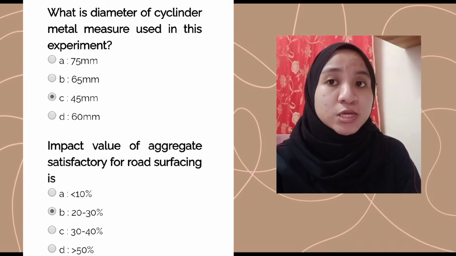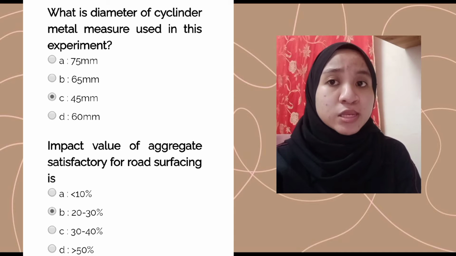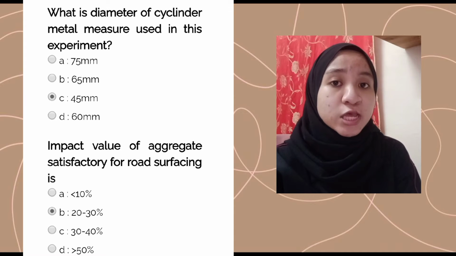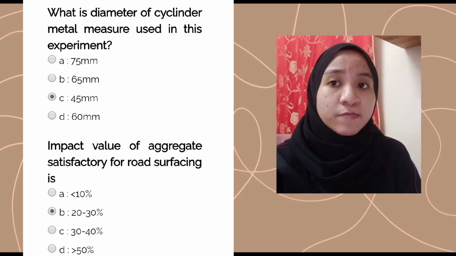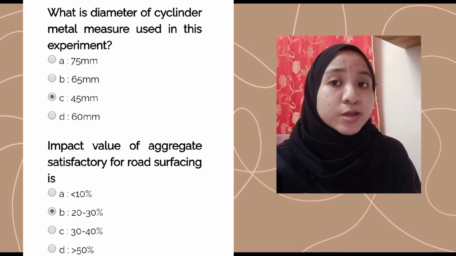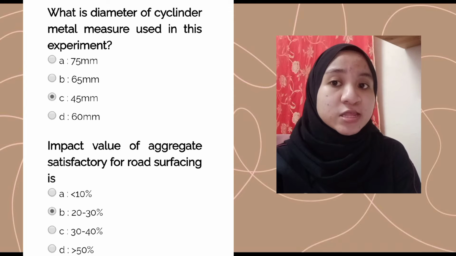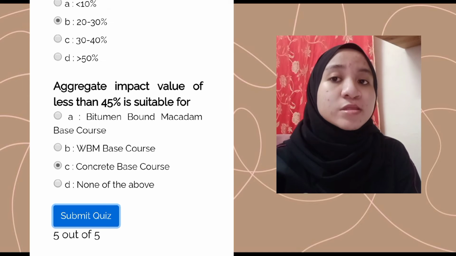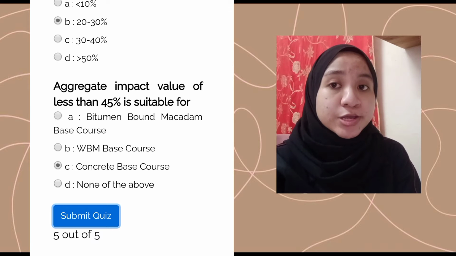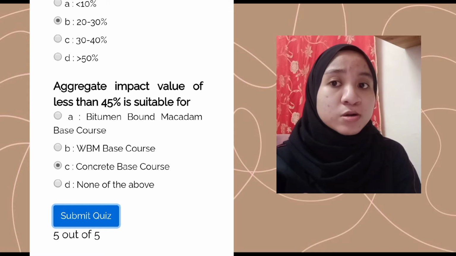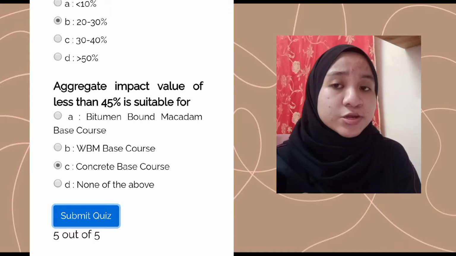For the next question, what is the diameter of cylinder metal measure used in this experiment? The answer is C, 45 mm. For the next question, impact value of aggregate satisfactory for road surfacing is, the answer is B, 20 until 30%. For the last question, aggregate impact value of less than 45% is suitable for, the answer is C, concrete-based course.